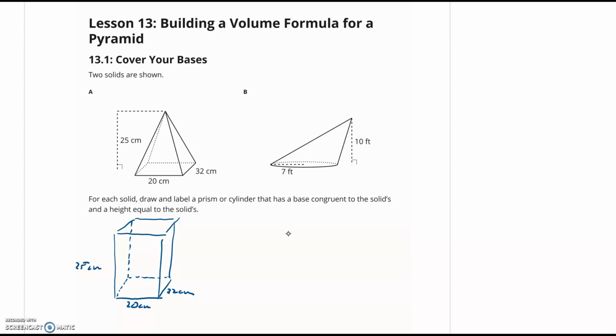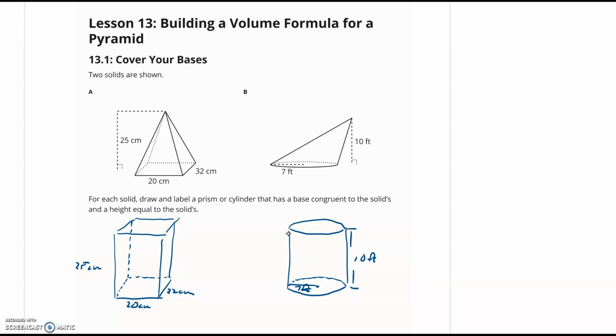So there is my rectangular prism with a base that's congruent to the pyramid's base and an equal height. Now we move on to this oblique cone. It's a cone, so I know that the base is going to be a circle, and I see that it has a radius of 7 centimeters. The top is going to be a circle. And I notice that the height is 10 feet. 7 feet is the radius, and then the height is 10 feet. So pretty simple to get started. We just had to draw these shapes.